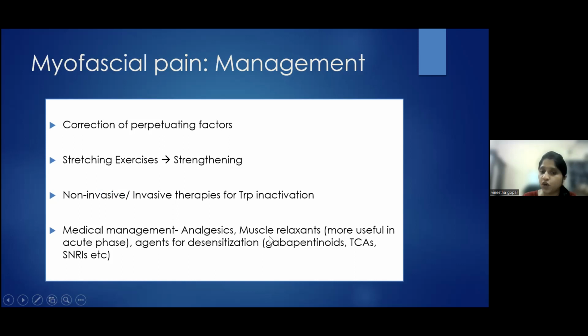Muscle relaxants, is there any role for muscle relaxants? It is more useful in the acute phase. In the chronic phase, it is not. The evidence is less for muscle relaxants, because many textbooks and many articles say that muscle relaxants are the first line management for chronic myofascial pain. But if you look a little further, it is only useful in the acute phase, not in the chronic phase. And if sensitization has already set in, we can give some agents for desensitization like gabapentinoids, TCAs, SNRIs, etc.